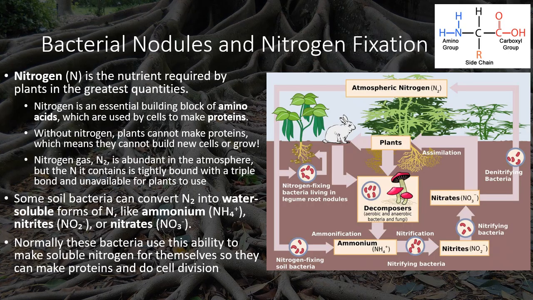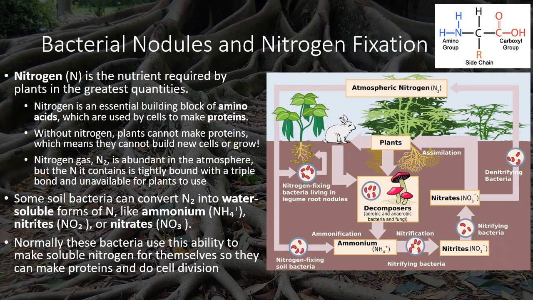Some of the problems with nitrogen. Nitrogen is extremely abundant in the atmosphere. It makes up about 72% of the air we breathe. Super abundant in the atmosphere, but the nitrogen in the atmosphere is N2. It's tightly bound with a triple bond between those two nitrogen atoms, and it is unavailable for plants to use.